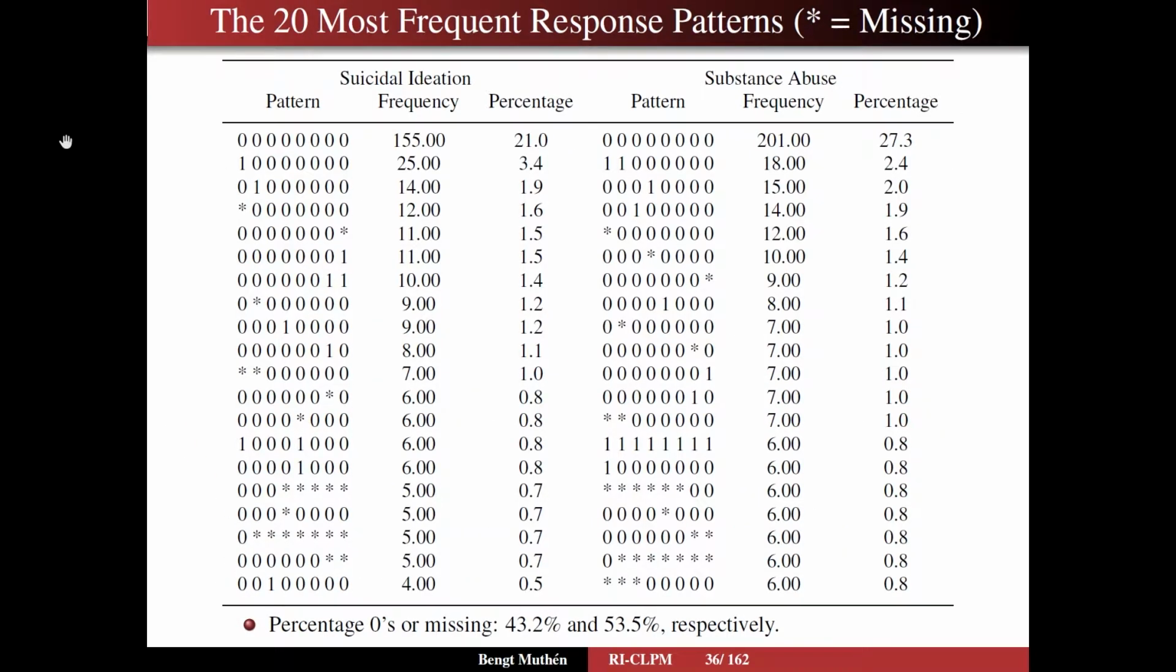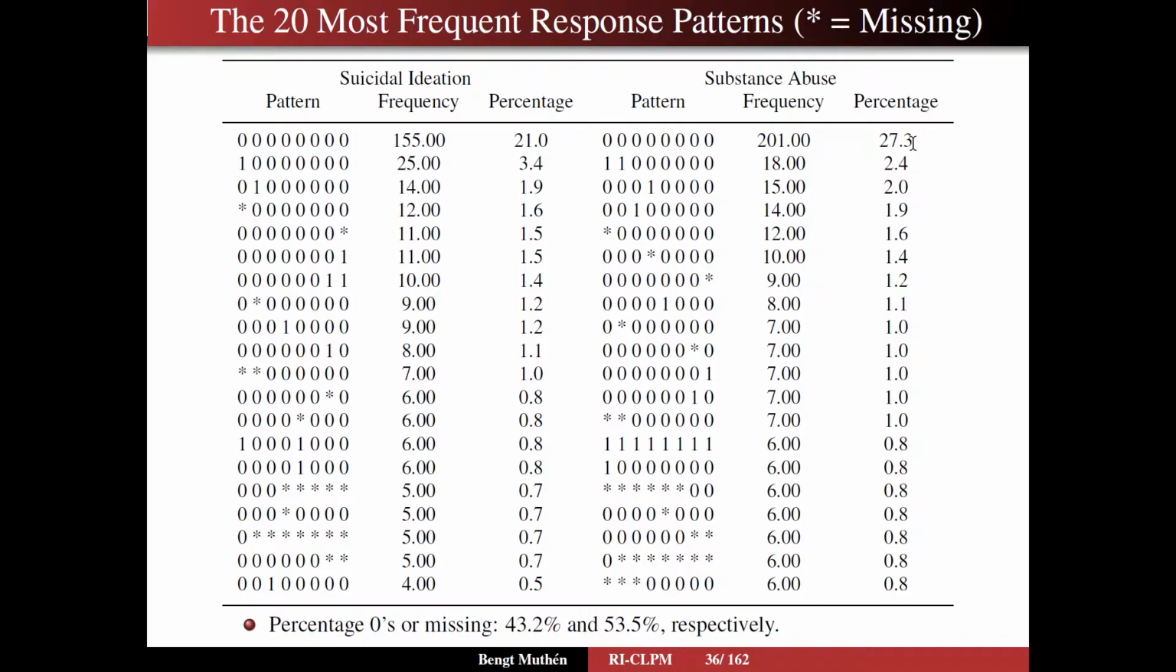Now, the data here is really best portrayed by looking at the response patterns. So here's a list of the 20 most frequent response patterns. So for suicidal ideation, that is the pattern with zeros throughout, that is not having any of these thoughts or behaviors at any of the 8 time points. 155 individuals have that response pattern, which is 21%. For substance abuse, we have 201 individuals, and that's 27%.